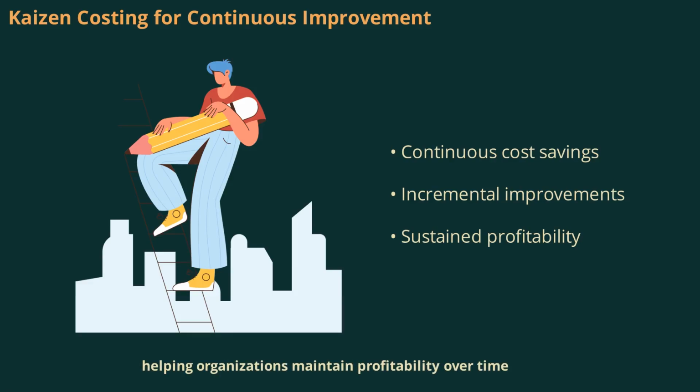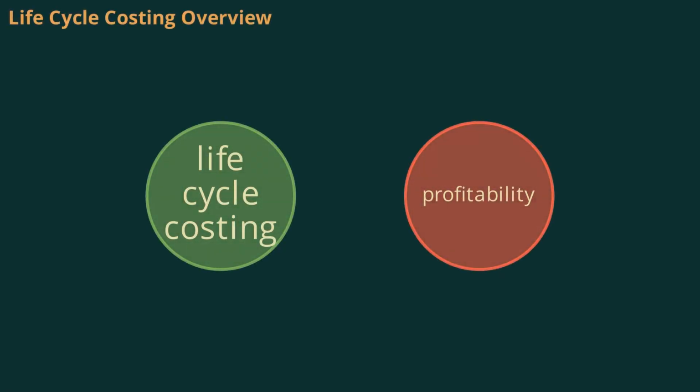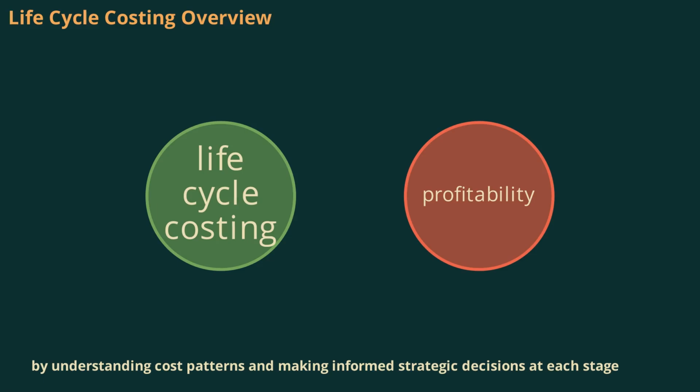maintain profitability over time. Life cycle costing tracks all costs and revenues associated with a product from inception to abandonment. The goal is to maximize total profit over the product's life by understanding cost patterns and making informed strategic decisions at each stage. Life cycle costing encourages early action to generate revenue or reduce costs, promotes long-term thinking, and provides a comprehensive framework for analyzing product profitability.